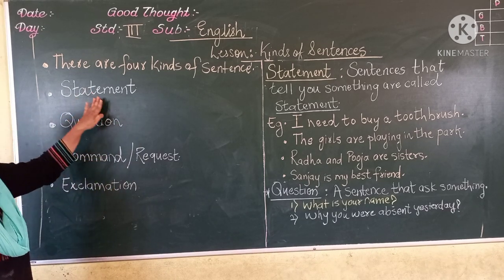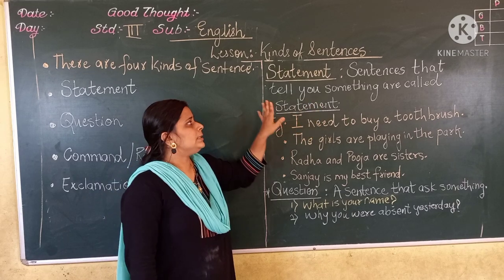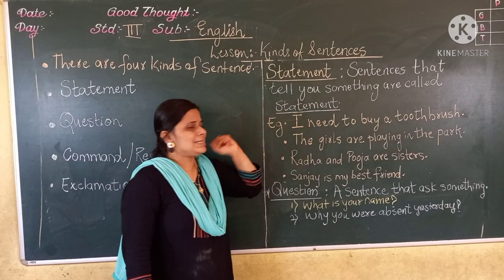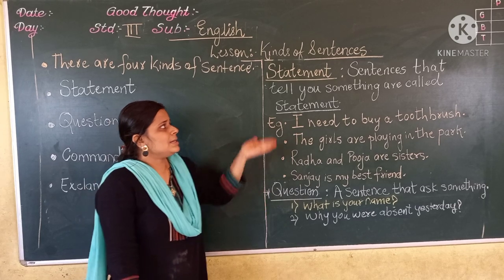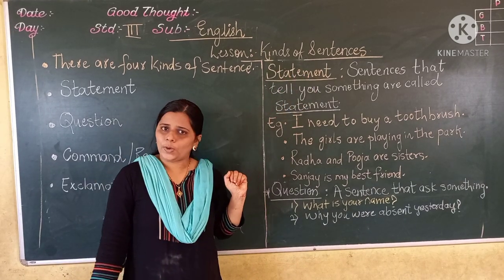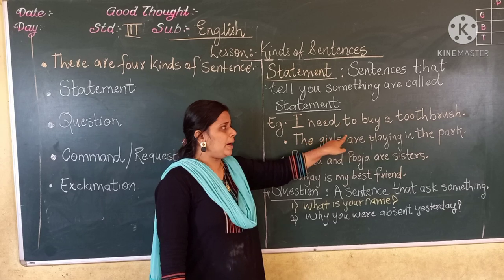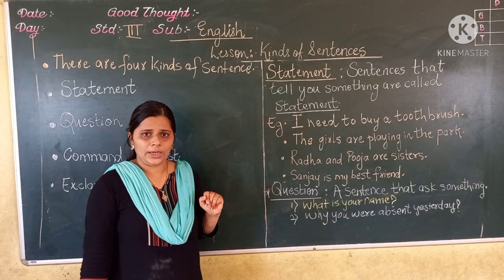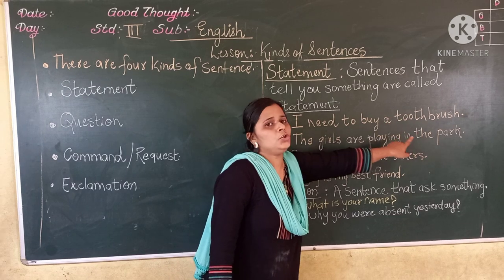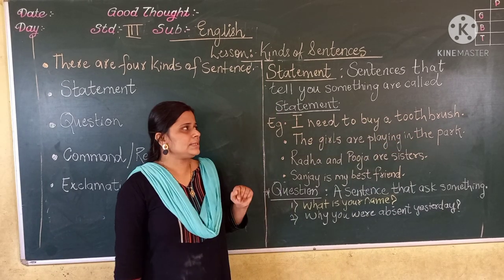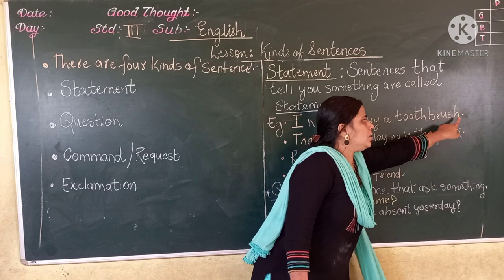So students, first we start with statement. Okay, so students, what is statement? Sentences that tell you something are called statements. A sentence which tells you something, which says something, that sentence is known as statement. Okay students, now see the example. First one, I need to buy a toothbrush. So what does this sentence say to us? That I need to buy a toothbrush. Okay students, remember, a statement starts with a capital first letter and ends with a full stop.